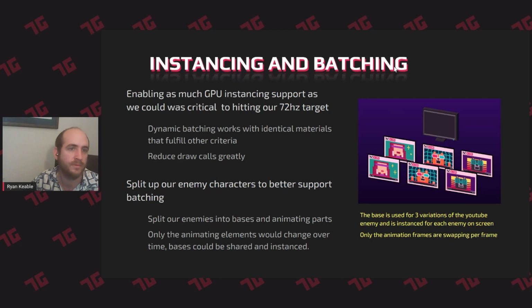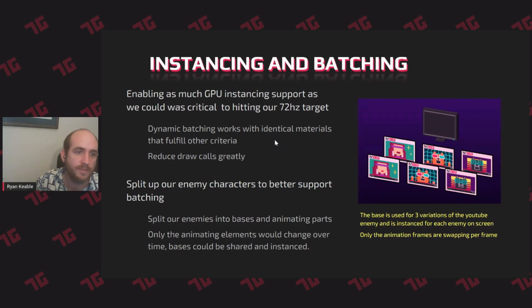We wanted to enable GPU instancing as much as possible, because that was going to be critical for us to hit 72 frames per second. We wanted to use dynamic batching as much as possible on our characters on screen, the enemies and our bullets. Didn't matter so much for our pilot, because we're only ever going to have one of them on screen at a time. And we did this to reduce draw calls as much as possible.